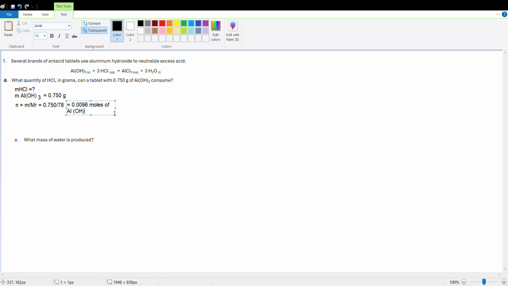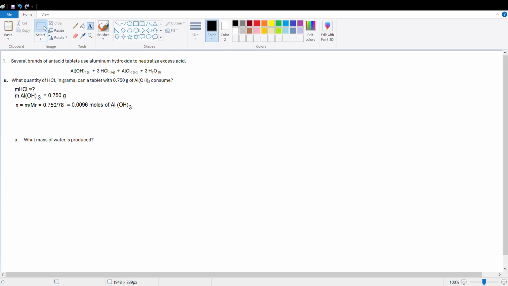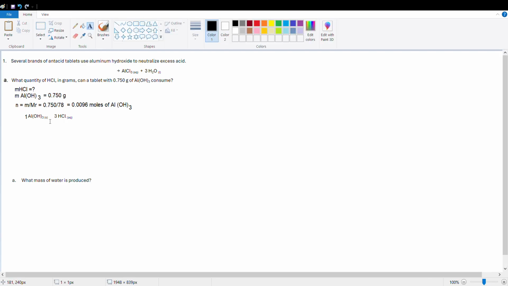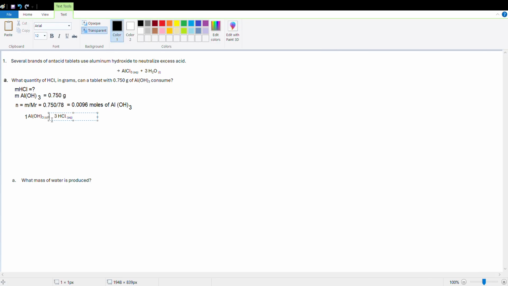Now I will use the equation. You can see the equation says clearly that 1 mole of AlOH3 reacts with 3 moles of hydrochloric acid. So I'll remove the plus sign and write here 1 mole of aluminium hydroxide reacts with 3 moles of hydrochloric acid.